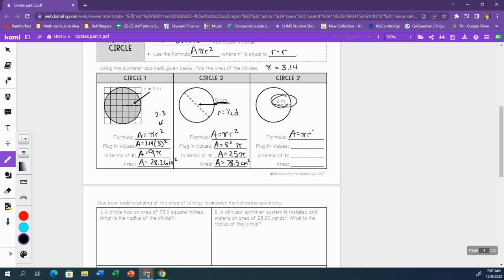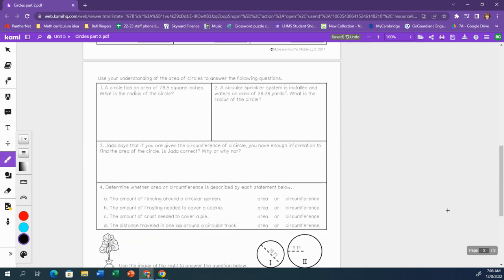So area equals pi r squared. Area equals 3.14 times 6 squared. And then area equals 6 times 6 is 36 pi. That's in terms of pi. And then area equals 113.04 meters squared. Okay, let's flip it over. Let's get the back side here.